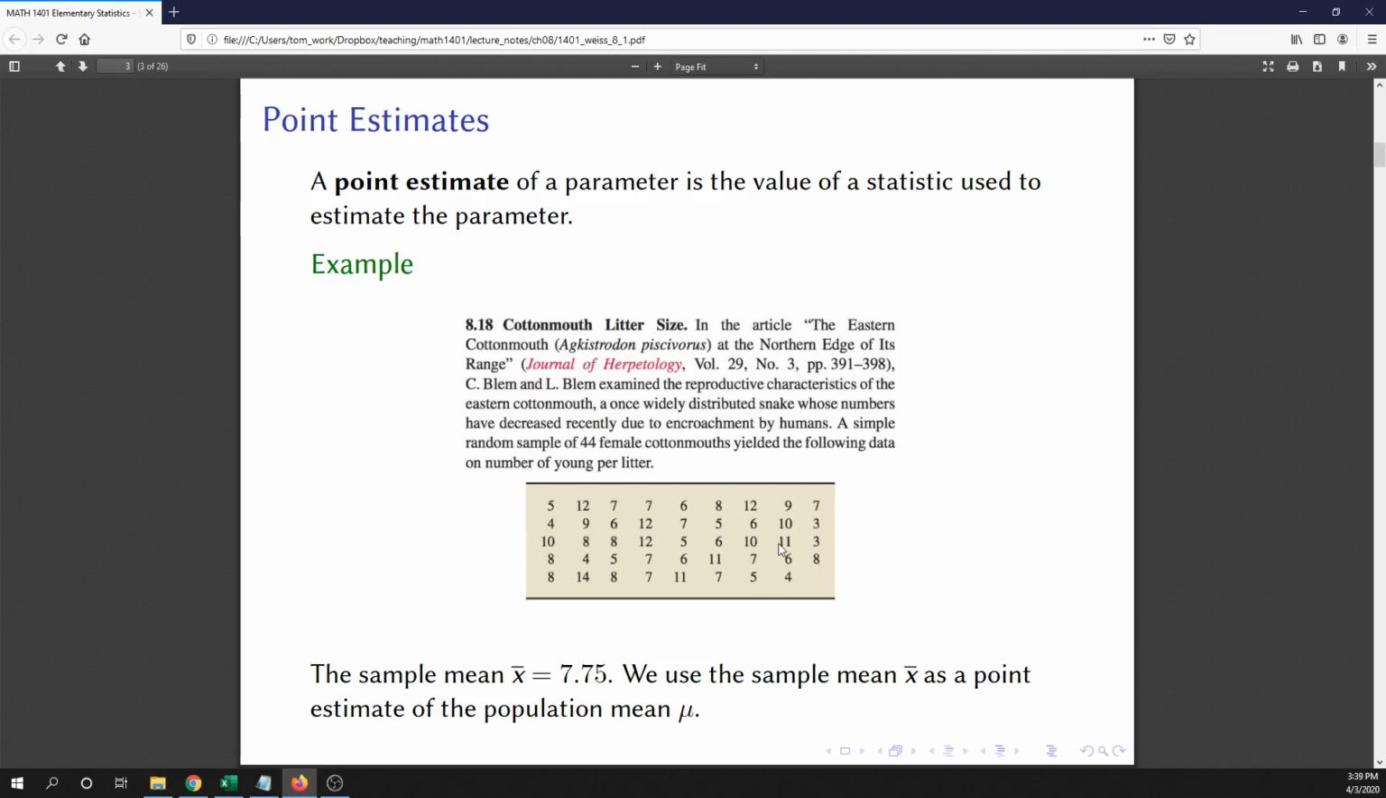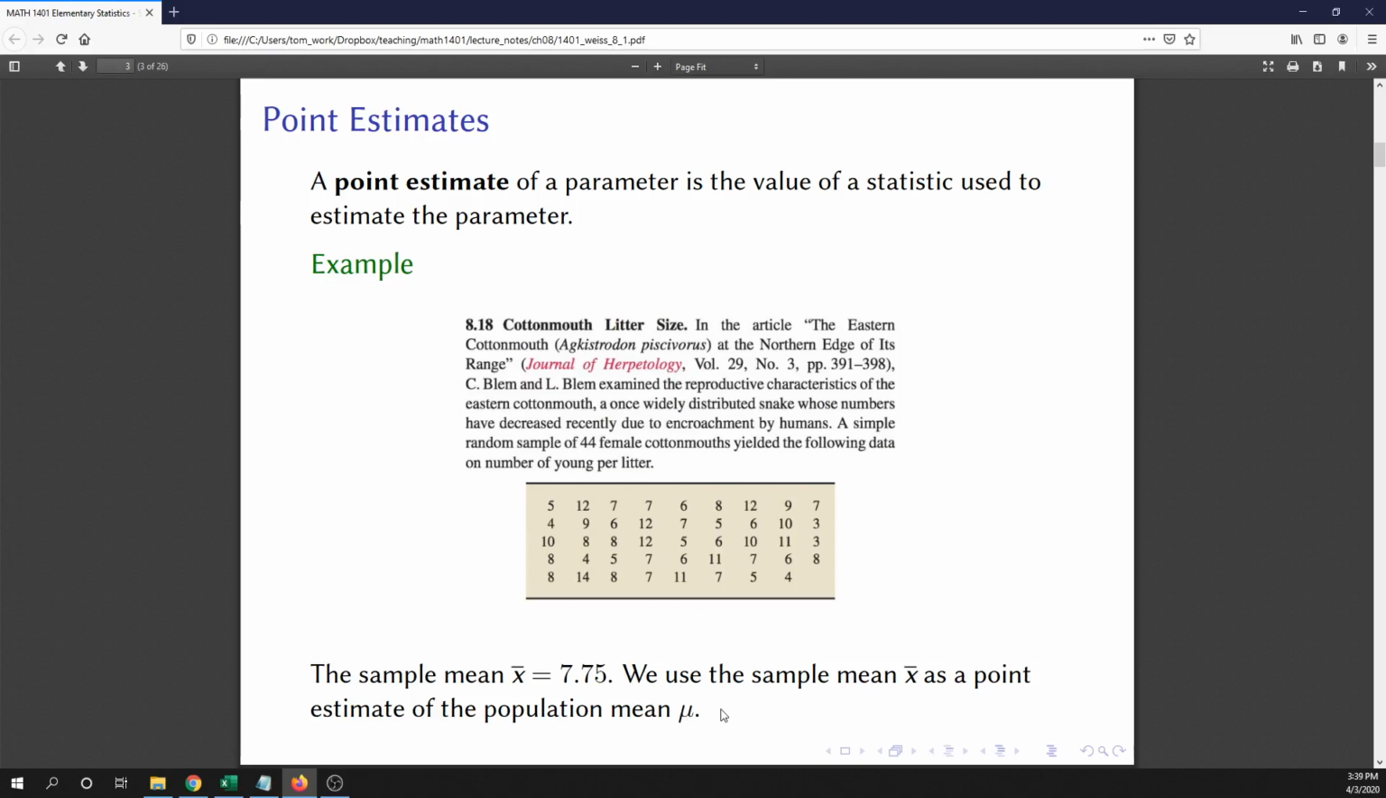Okay, and so we take the sample mean, right? And I'm not going to work through that, but you would just add all these up and divide by how many you have. You get 7.75. Okay, so that's the mean of the sample. And then that would give us a point estimate of the population mean. We would think, okay, if we constructed this sample by taking a random sample and then did a large enough sample, that the sample mean should be pretty close to the population mean.